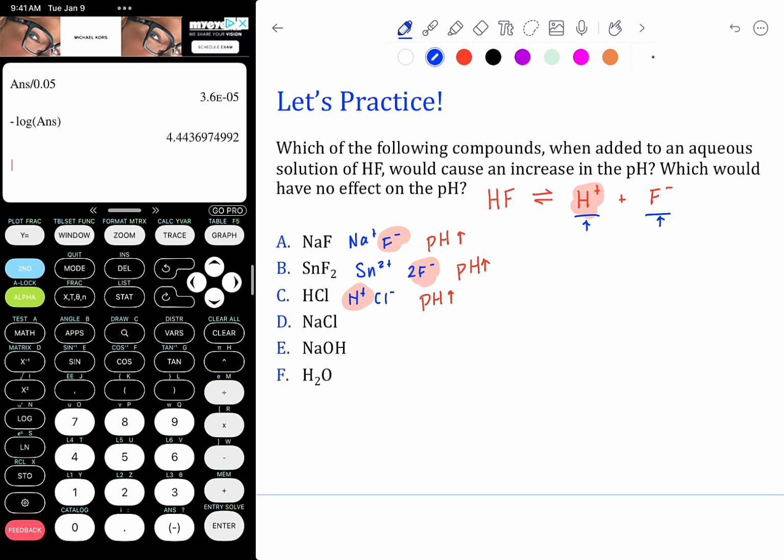So let's continue. We have sodium ion, Cl minus ion. Those have nothing in common with the H plus or F minus that we have in our equilibrium. So there would be no effect to the pH.